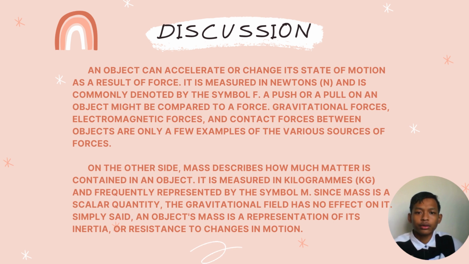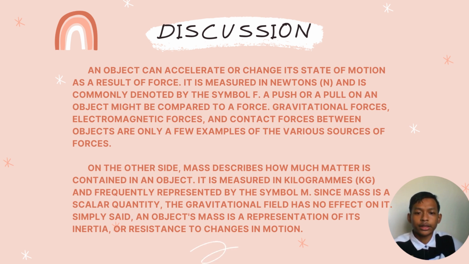Okay, we move on to the next part, that is the discussion. An object can accelerate or change its state of motion as a result of force. It is measured in Newton and is commonly denoted by the symbol F. A push or a pull on an object may be compared to a force. Gravitational force, electromagnetic force, and contact force between objects are only a few examples of the various sources of force. On the other side, mass describes how much matter is contained in an object.